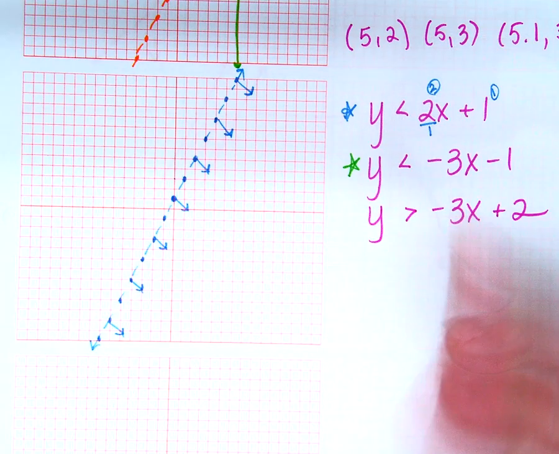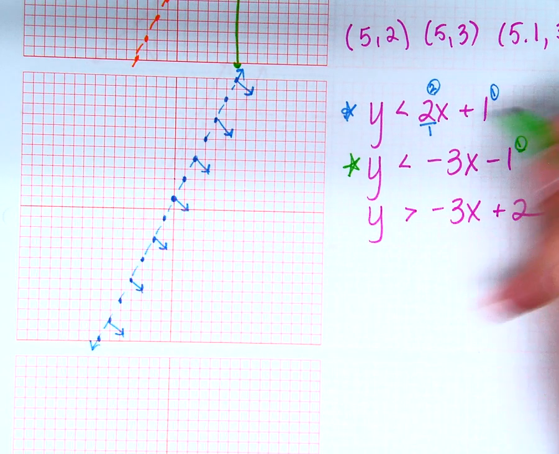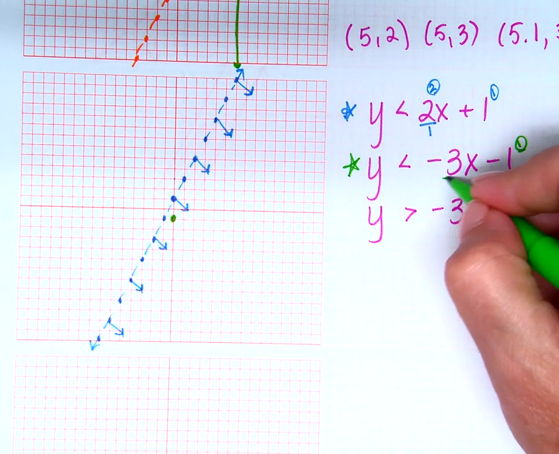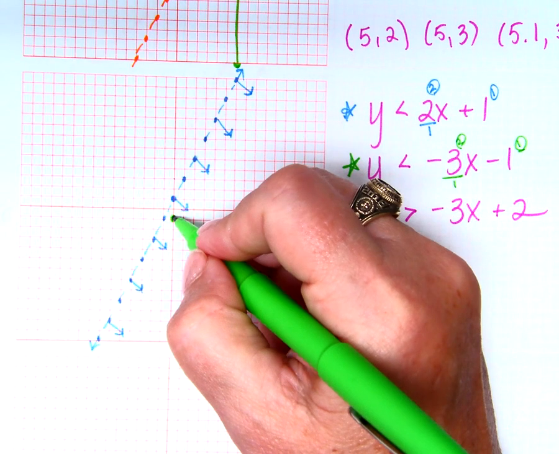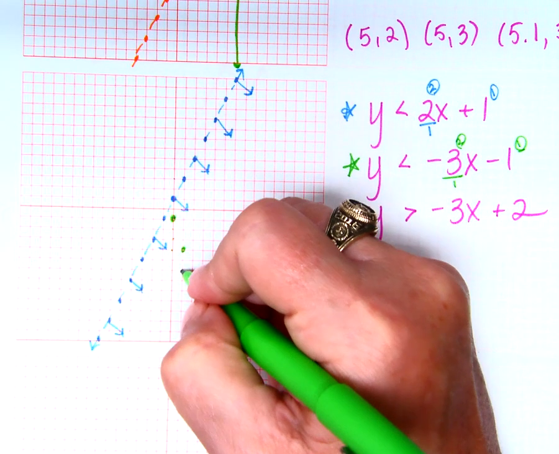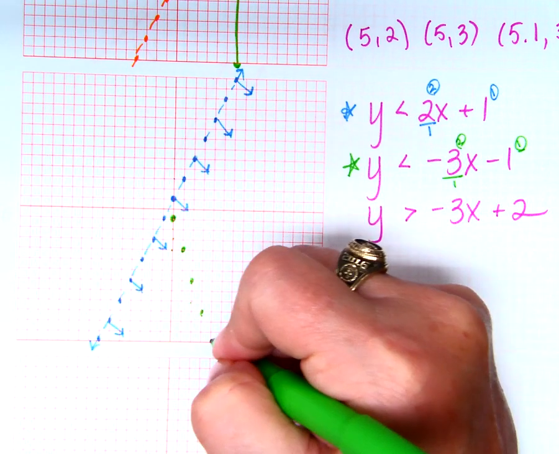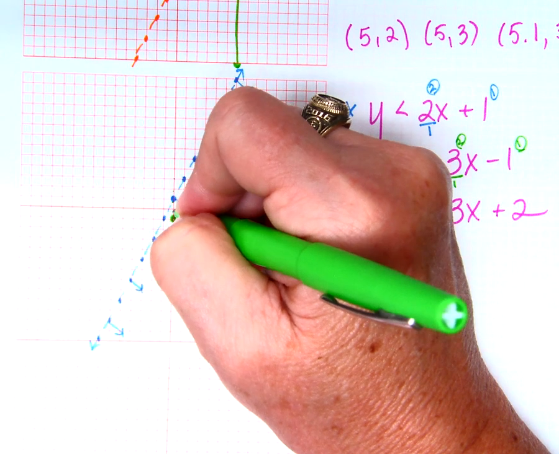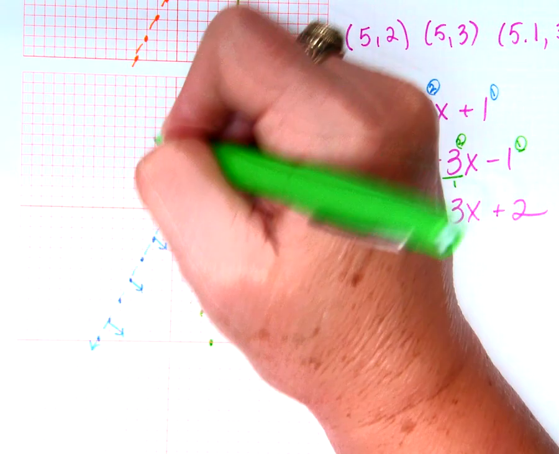How do I graph that one? Plot the -1 first. What's my slope? -3 over 1. So from here I go down 3, right 1. I can also go up 3 if I go left 1. Everybody understand that?